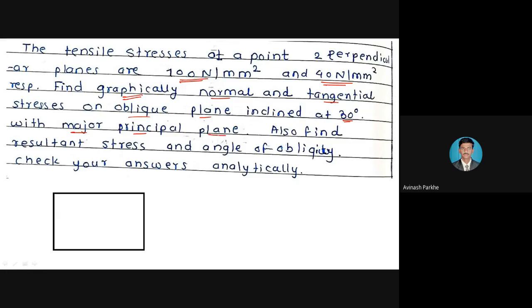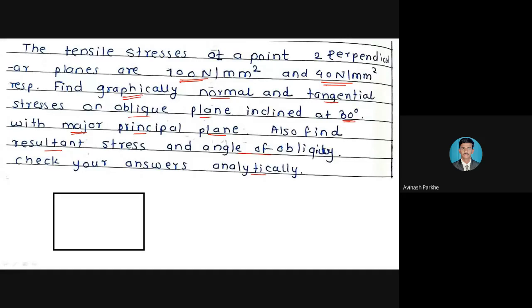So we have to calculate normal stress sigma n and tangential stress sigma t on the oblique plane which is inclined at 30 degree with the major principal plane. Major principal plane means the vertical plane. Also find the resultant stress and angle of obliquity. Check your answers analytically. So whatever answers you get from this graphical method, we have to check with the analytical method.